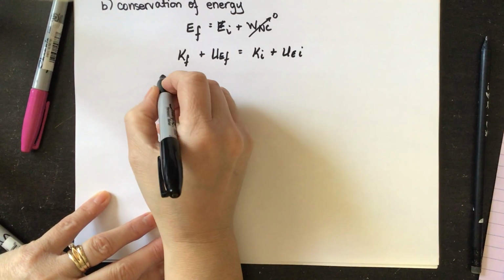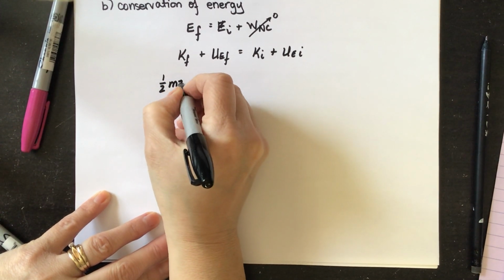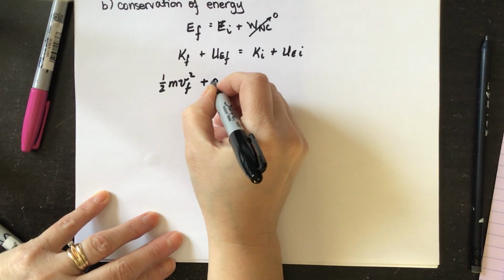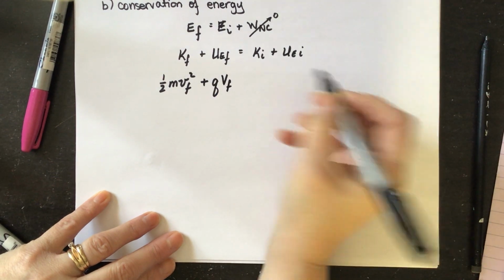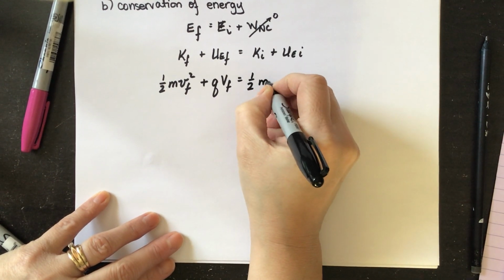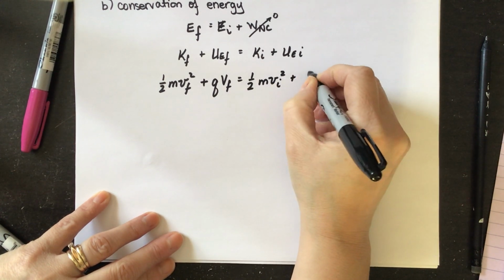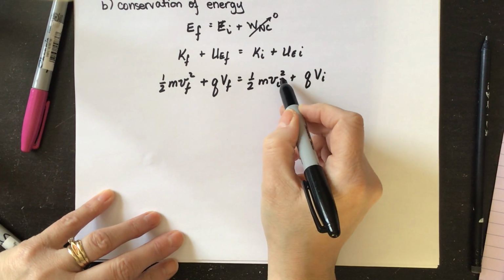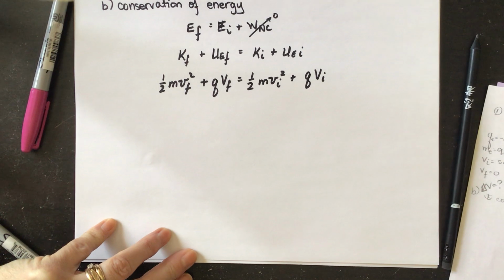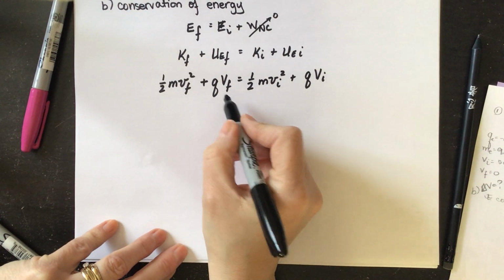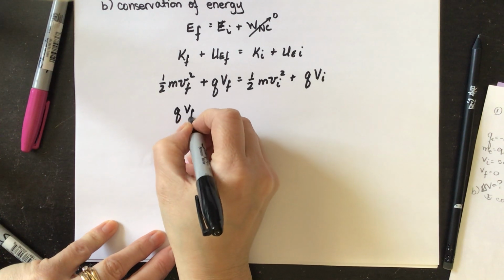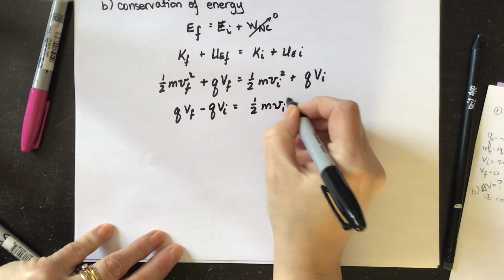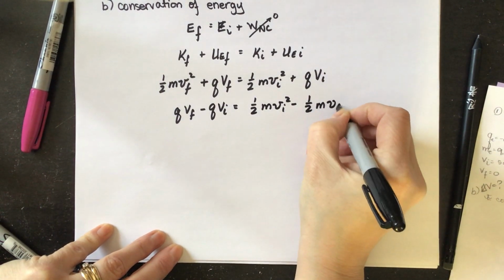Okay, kinetic energy is 1/2 times m times velocity squared. Final potential energy is charge on the electron times the final potential, equals our initial kinetic energy plus our initial potential energy. Okay, so the capital V's in printing are potential, the lowercase v's in script are speed. Let's start to solve for our delta V. So we're going to want to get our potentials on one side. QVF minus QVI equals 1/2 mVI squared minus 1/2 mVF squared.